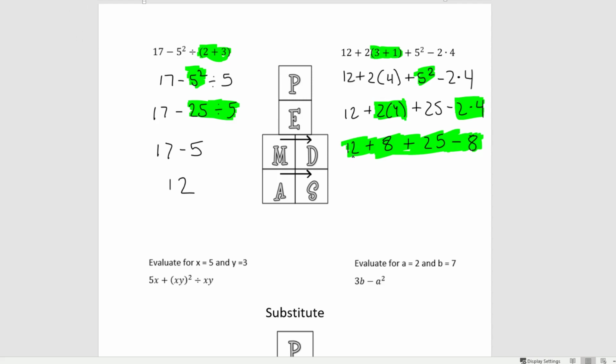I'm just going to go left to right. So 12 plus 8 gives me 20. If I add 25 to that, I'm going to get 45. And then if I subtract 8, I'm going to get 37, I believe.